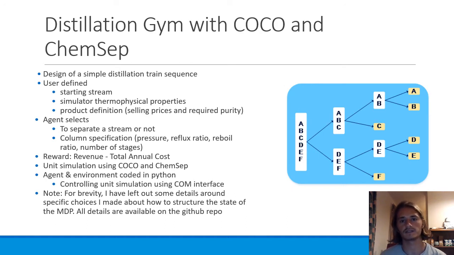The simulation is done on a unit by unit basis, so just a single unit is actually run in COCO and ChemSep at a time, and then Python is responsible for the rest of the control of the Markov decision process and the agent.